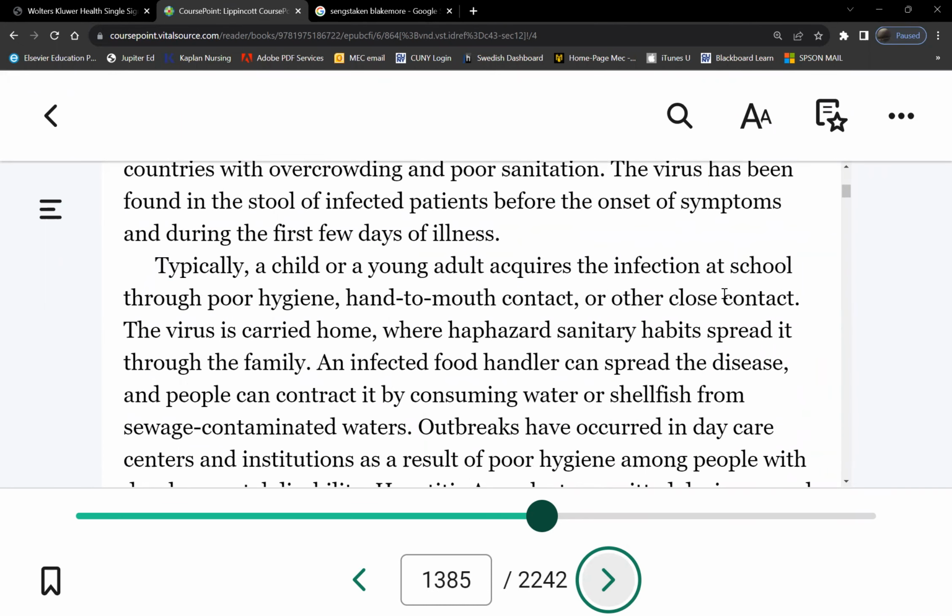So again, some of these questions might be select all, okay, as far as the prevention is concerned. So pay particular attention to wherever you can get the fecal matter.